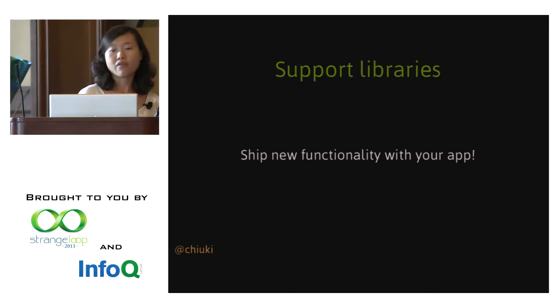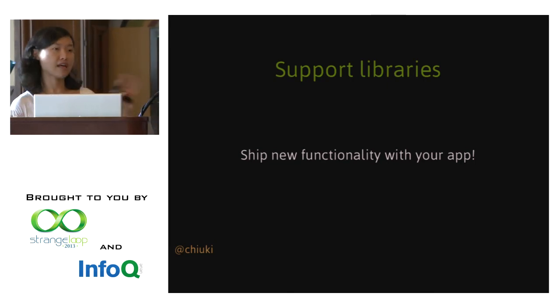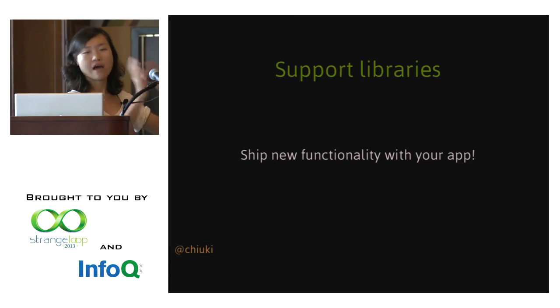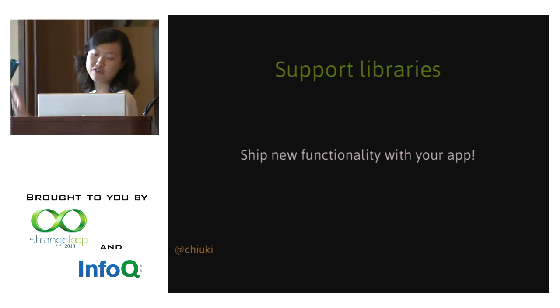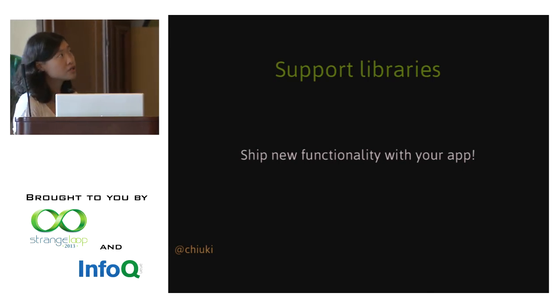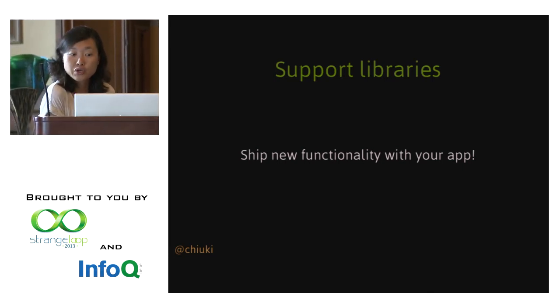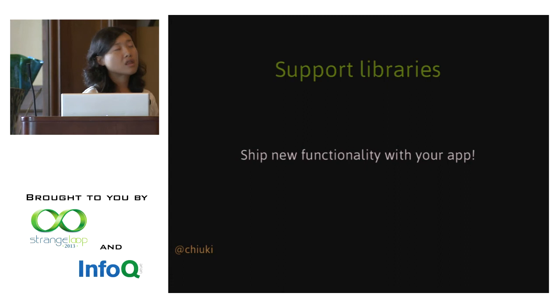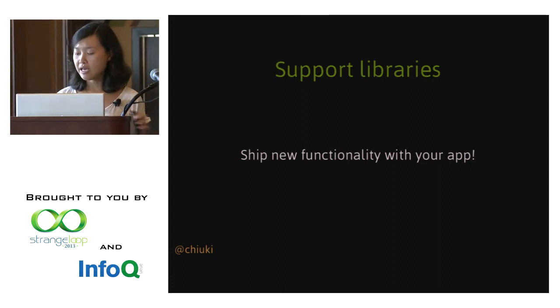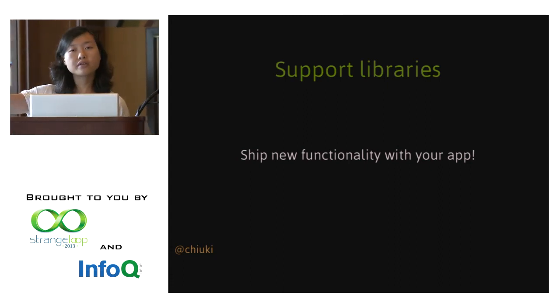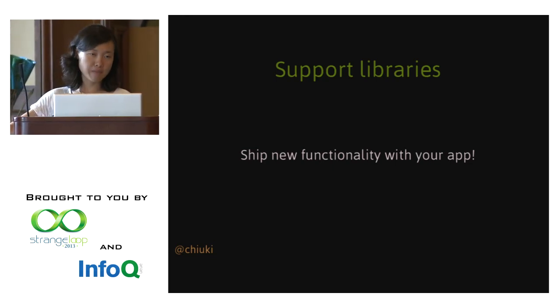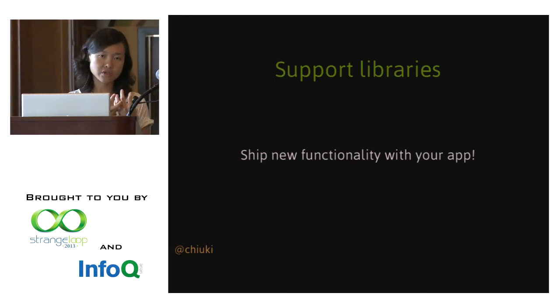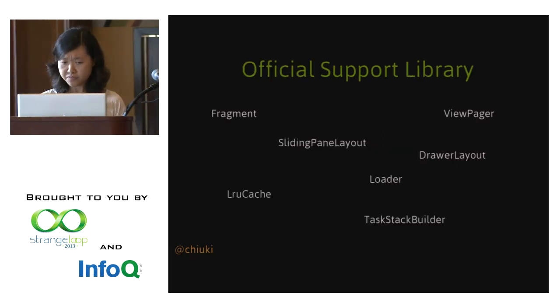There is also one other thing that you can do besides saying, all right, old stuff, you're stuck, I'm not going to have this nice functionality, and new devices, hurrah, I have new functionality for you. You can also just ship whatever functionality you need. The concept of a support library is essentially taking components that Android rolls out for newer OSs, bundling them into a library, and then packaging it into your app and shipping it out.